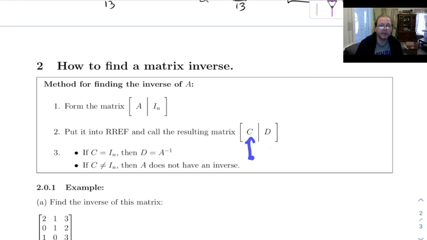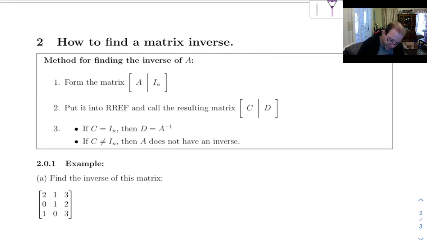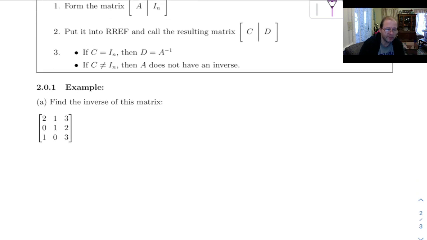If C here, if this side is the identity matrix, then this side over here is your inverse. If C doesn't turn into the identity matrix, then A doesn't have an inverse. So let's do an example, and I want to do this example by hand. Find the inverse of this matrix.